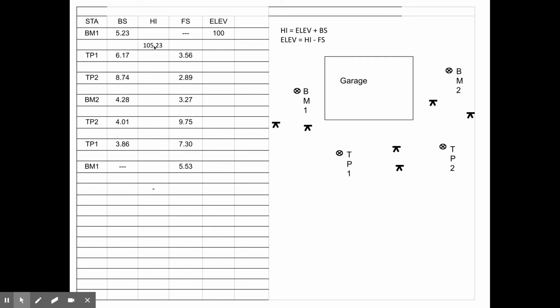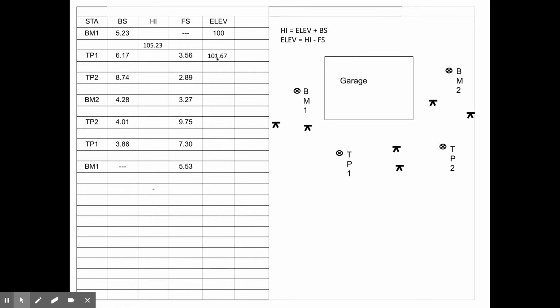Now this works like a pattern. So you add here, and then you take this number and subtract here, and it'll give you the new elevation. So to find our elevation, we simply take the instrument height minus the foresight. So 105.23 minus 3.56, and that'll give us this elevation, which is 101.67. Okay, so what it's saying is that from here to here, this is 1.67 feet higher.